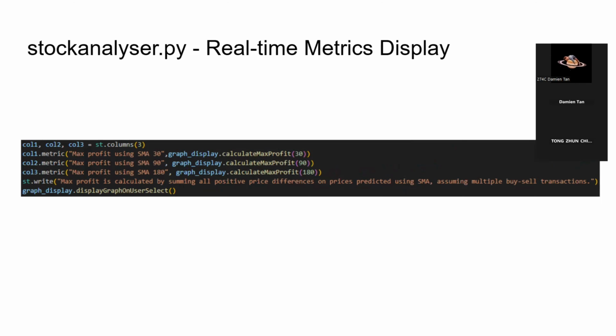We use Streamlit's column layout to display 3 key financial metrics side by side. Each metric calls the calculate max profit method with different time windows, giving users immediate insights into potential returns across multiple strategies. These values will be displayed on the Streamlit web application to show the max profit using simple moving average over 30, 90, and 180 days respectively.